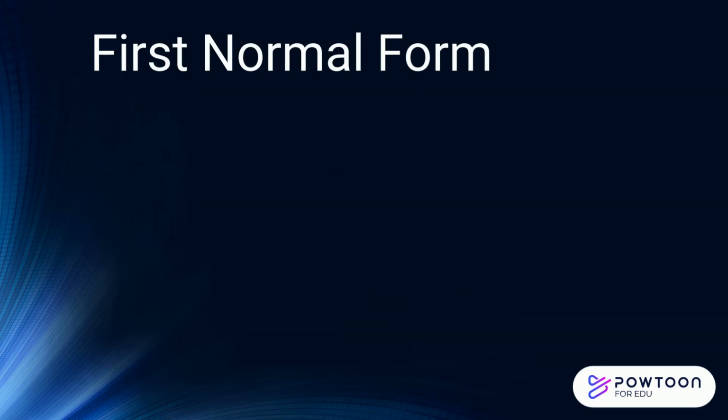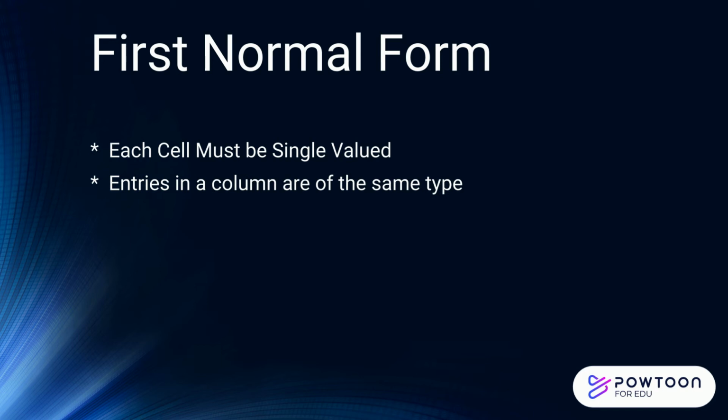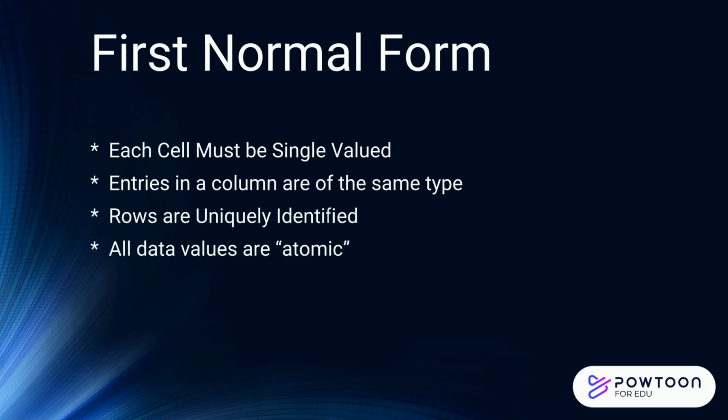What is first normal form? In first normal form, each cell must be single valued. Entries in a column are of the same type. Rows are uniquely identified. All data values are atomic. An atomic value is a value that cannot be divided.